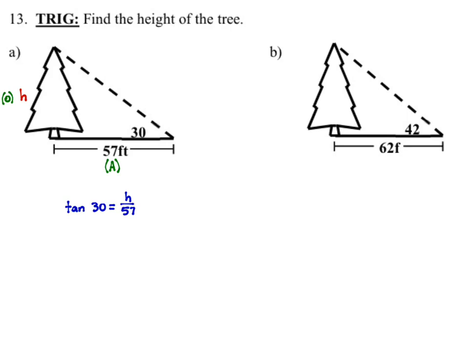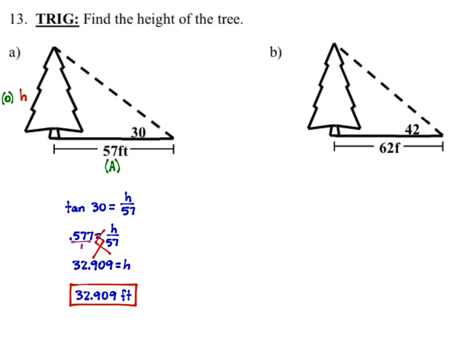From here, we'll plug into our calculator the tangent of 30, which is 0.577. And then we'll put that over 1 and cross multiply. So 0.577 times 57 is 32.909. And then H times 1 is just H. And so our final answer is 32.909 feet, or about 33 feet.